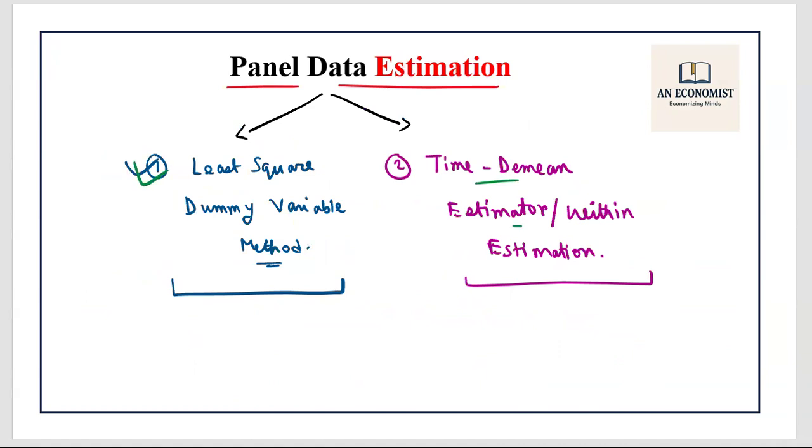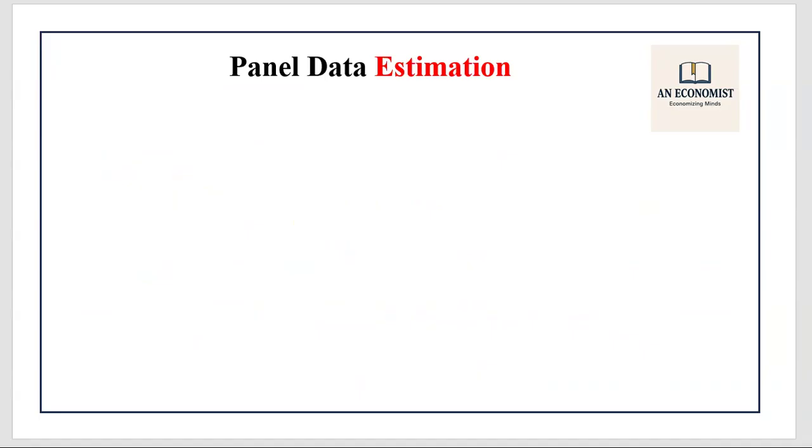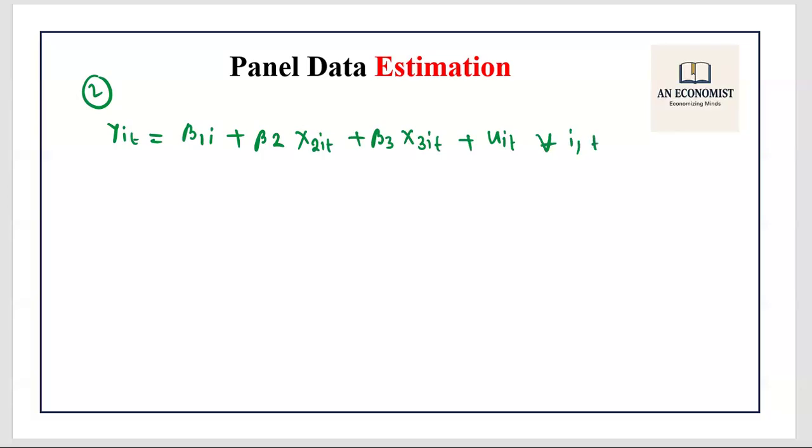This is done. The only small thing that is left is the time demeaning estimator or the within estimator. Let me quickly show you this and then we will stop. For this, you have to again start with the model that we had initially. So this is method number 2 that we are talking about. Our original model was this. Let me write it down: beta 2 X2it plus beta 3 X3it plus uit.